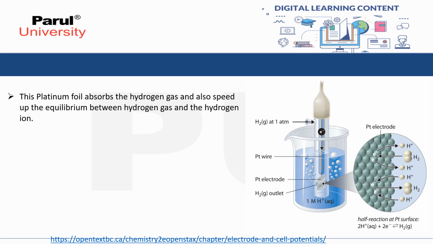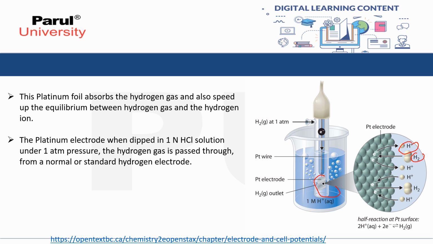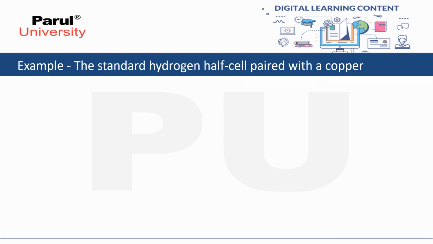This platinum foil absorbs the hydrogen gas and also speeds up the equilibrium between the hydrogen gas and the hydrogen ion. So here you can see that the platinum electrode absorbs the hydrogen gas, which is converted into H plus ion. The platinum electrode is dipped in one normal HCl solution under 1 atmospheric pressure, and hydrogen gas is passed through it, forming a standard hydrogen electrode. The EMF of such a cell is arbitrarily taken as 0.